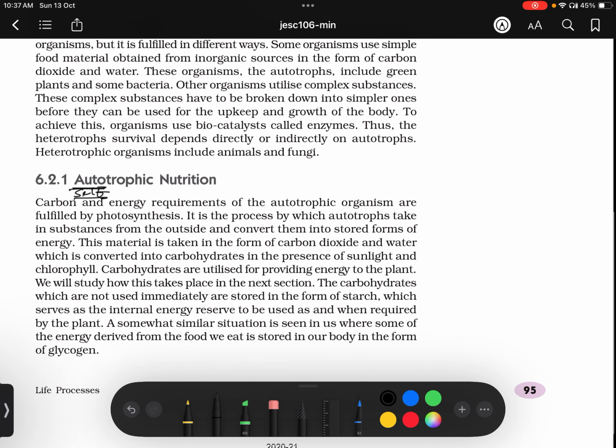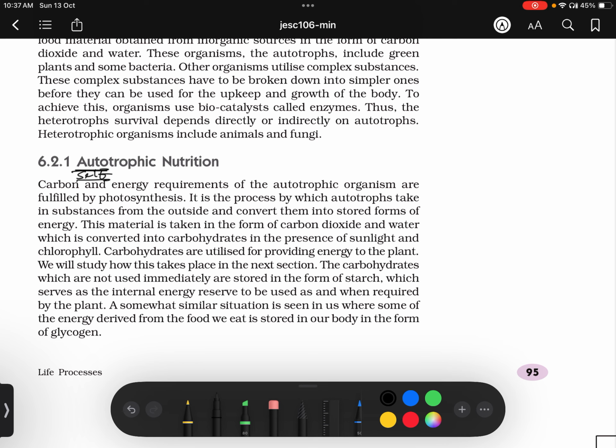Now, let's see what has been written in this paragraph. Carbon and energy requirements of the autotrophic organisms are fulfilled by photosynthesis. This is the process by which autotrophs take in substances from the outside and convert them into stored forms of energy. This material is taken in the form of carbon dioxide and water, which is converted into carbohydrates in presence of sunlight and chlorophyll.